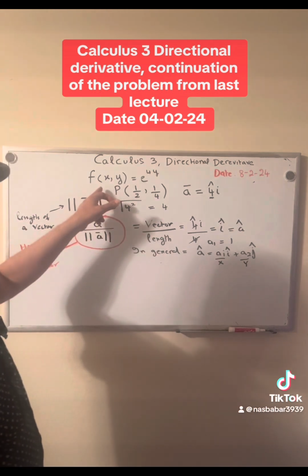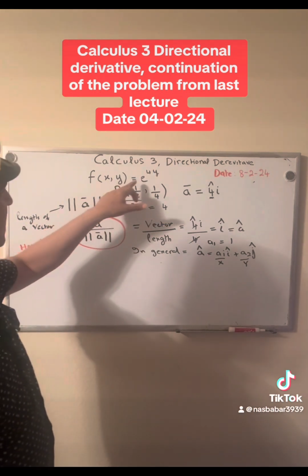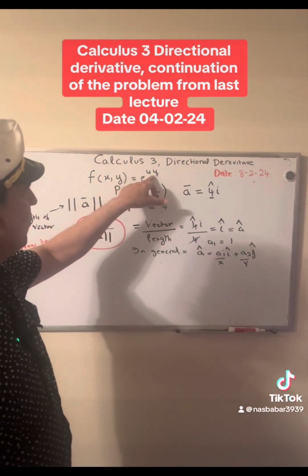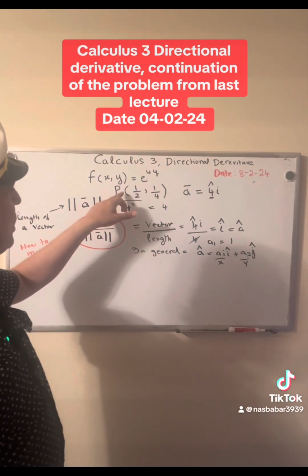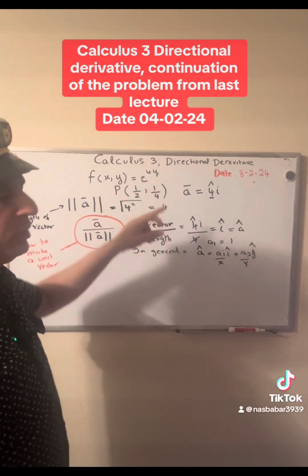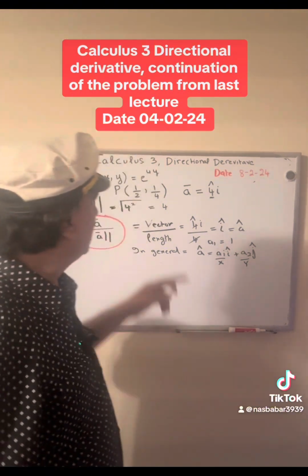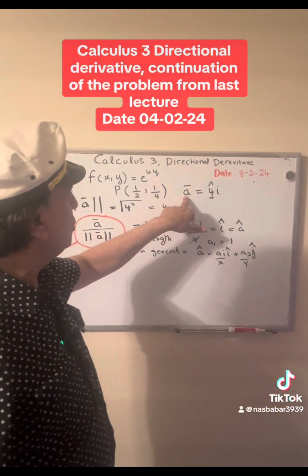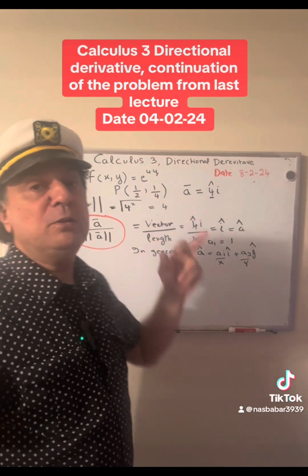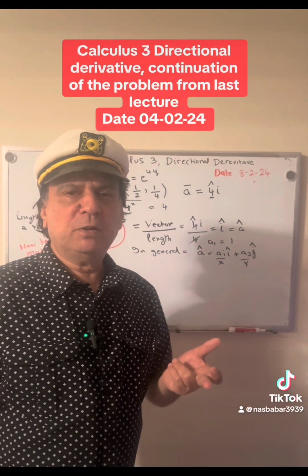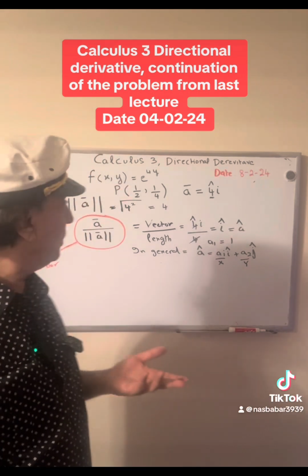So basically, this was the problem, function of x, y, e raised to power 4y. And we were given points half and 1/4. That is where we need to calculate the directional derivative. So this right here is the unit vector we are given. We need to, first thing is we need to verify if it's a unit vector. How do we verify unit vector?